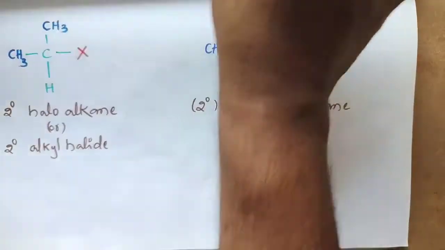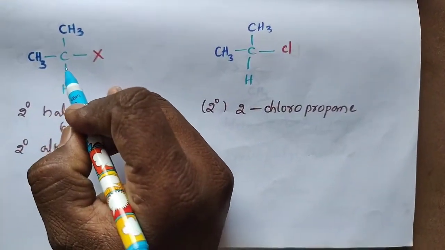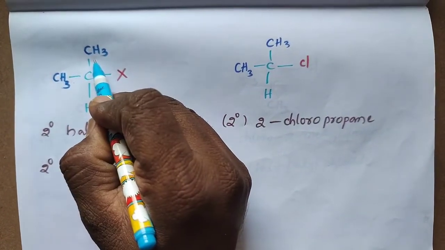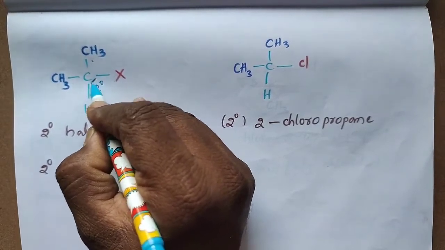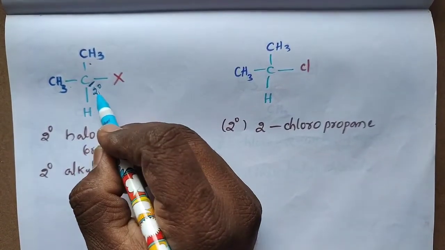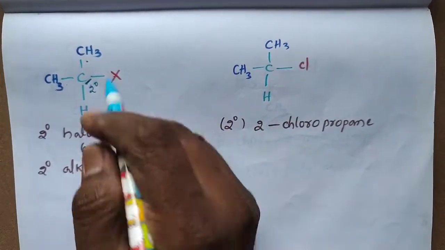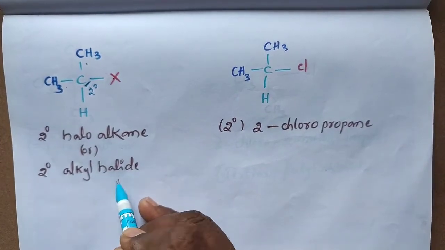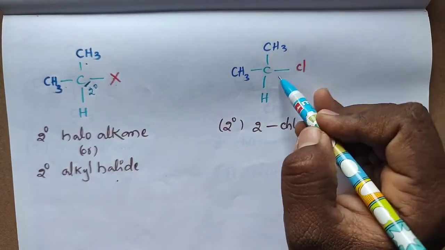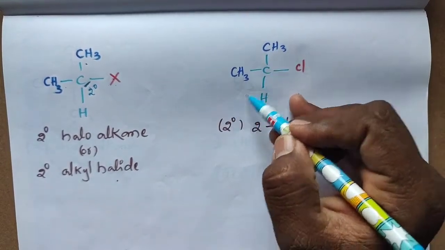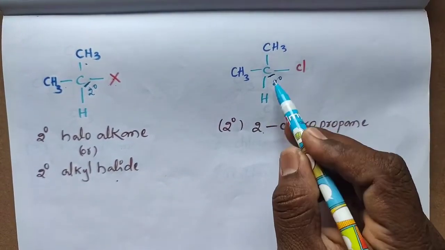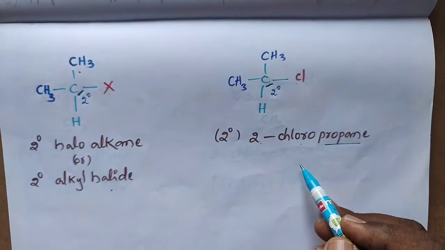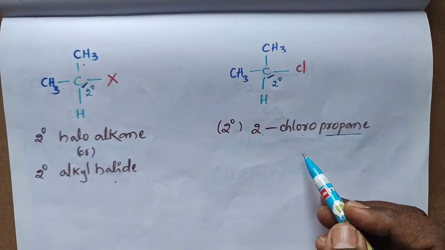If the carbon is bonded with two alkyl groups, that is a secondary position. So we take the secondary haloalkane. Commonly we call it secondary haloalkane or secondary alkyl halide. We take one example: X plus chlorine. This position is secondary. With 1 2 3 carbons, propane.